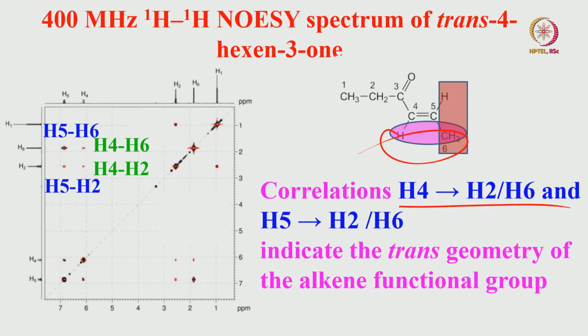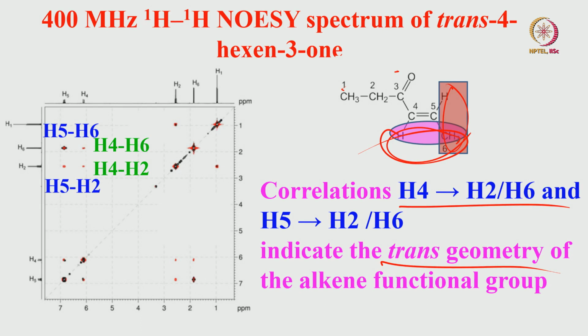The H4 H6 correlation indicates it is a trans geometry. H4 H6 correlation and this correlation tell me they are in the trans geometry. If they were to be cis, you would not have got the H4 H6 correlation. Okay, so that's the thing. So this is what it is.